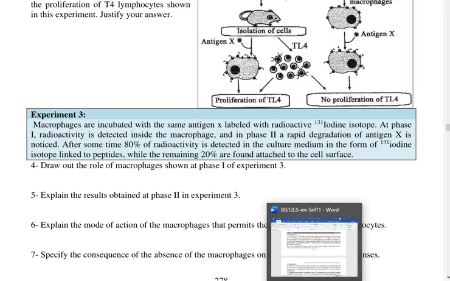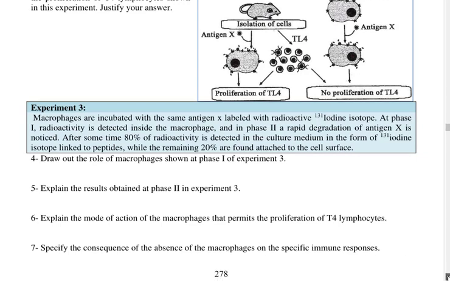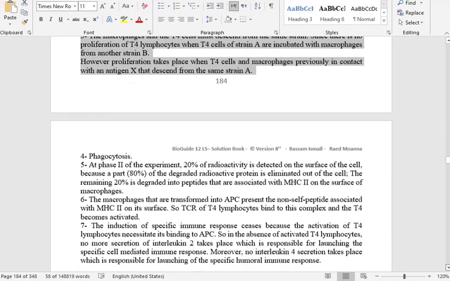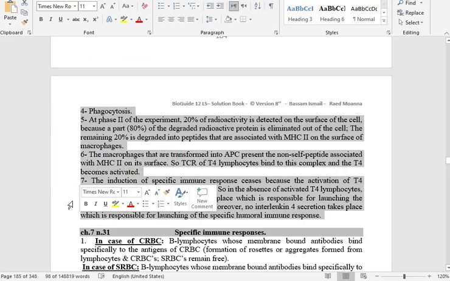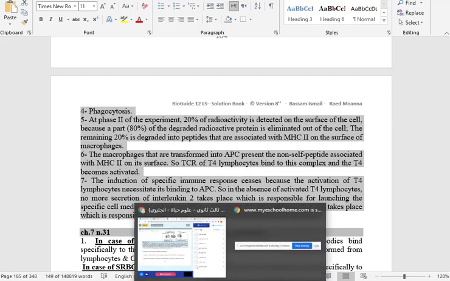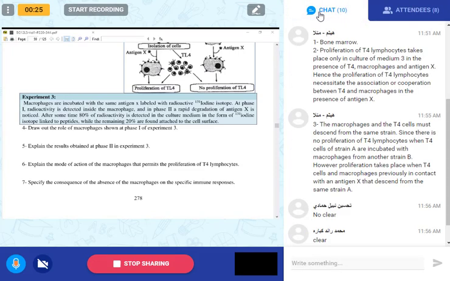Okay, so let's see the mode of action, the consequence of the absence of macrophage. Maryam, if there is no macrophage, what will happen? Professor, if there is no macrophage, T4 won't recognize. No activation for T4, which means I will have neither humoral mediated immune response nor cell mediated immune response, because there is no presentation of the antigen. So will T4 recognize it? They can't.